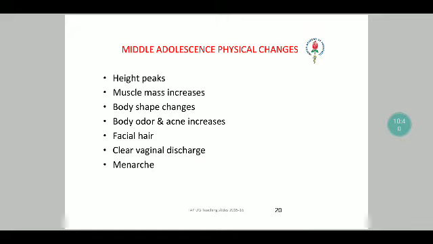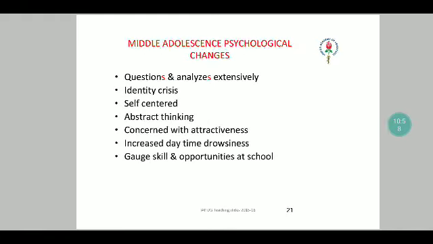Now, moving on to middle adolescence, the features you tend to see physically include a height peak, change in the muscle mass, shape in the overall body structure, increase in body odor as well as acne, clear vaginal discharge in females, onset of menarche in females, and facial hair in males, all of which are the physical changes noted.